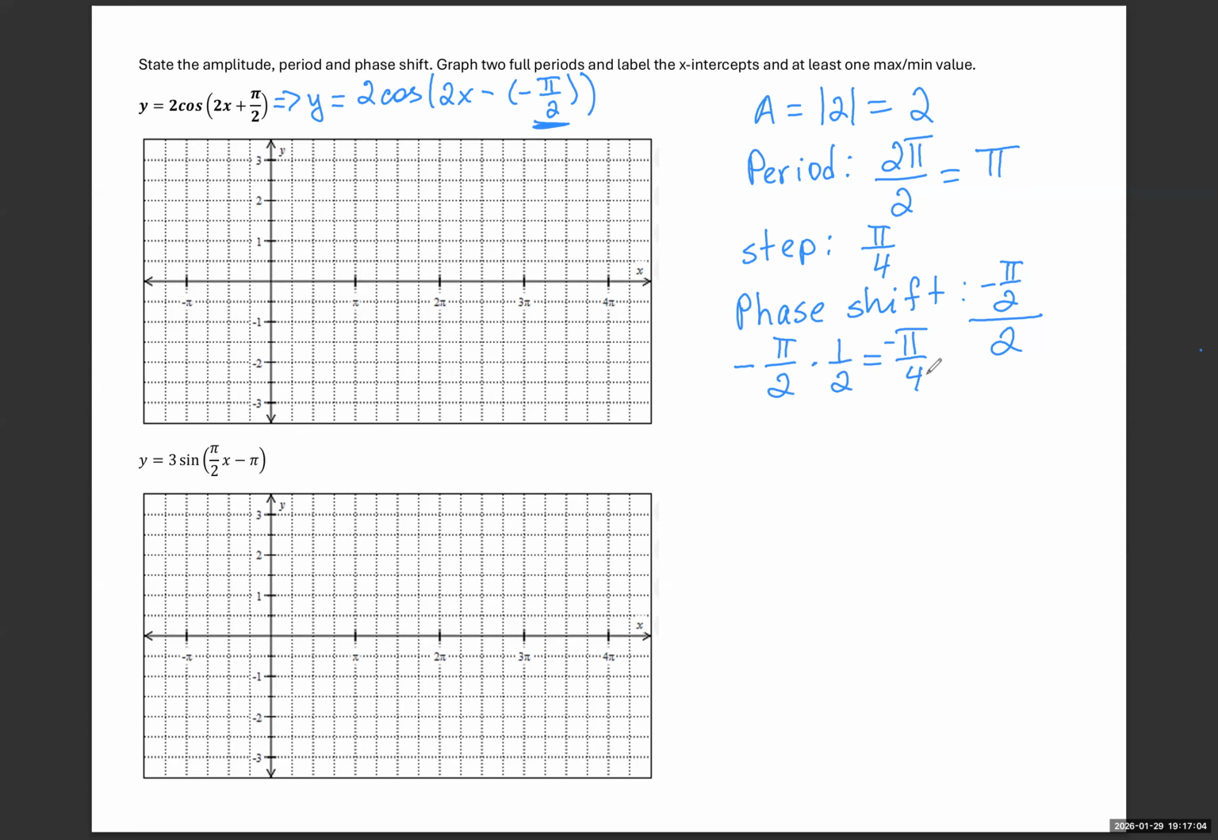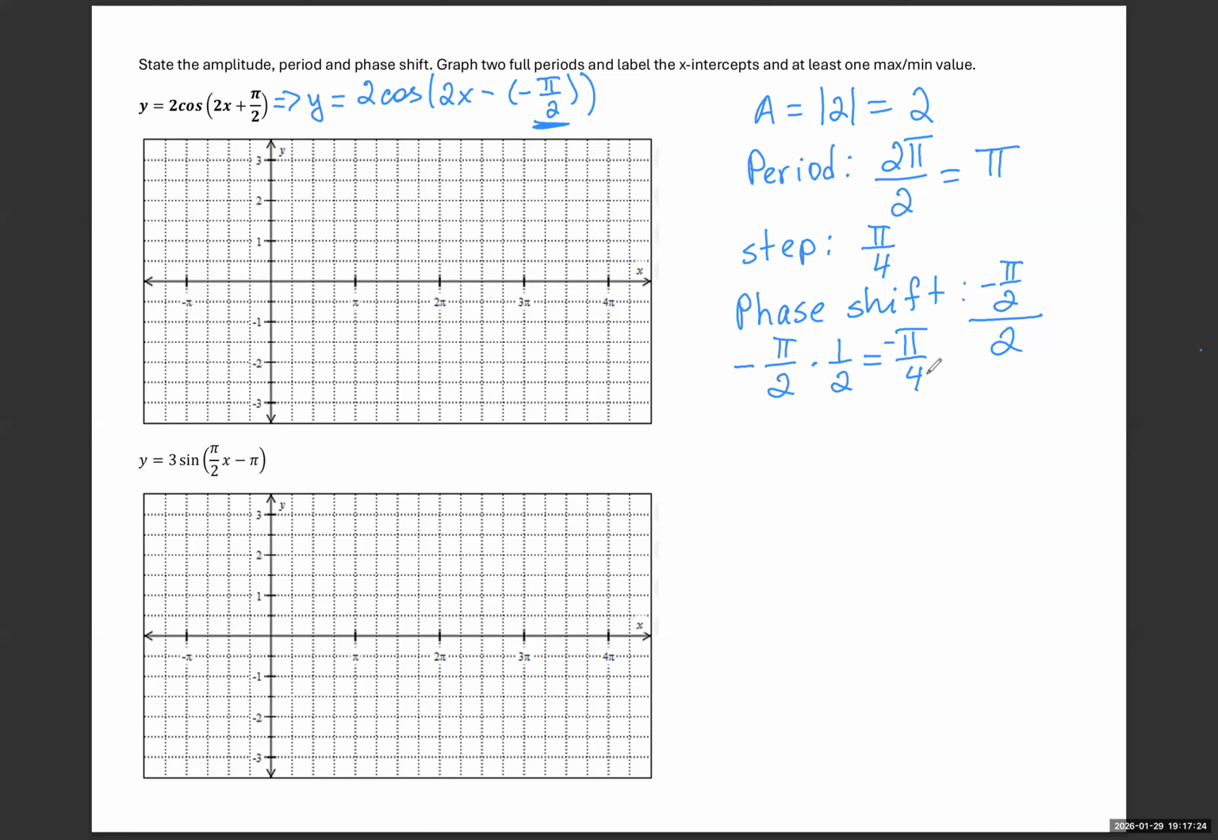So what do we do with this? Well, you need to identify the first point, and then after this, just follow the pattern of graphing a cosine function. So for us here, the midline is just the x-axis. We're not moving this function up or down. We do, however, have to move it to the left pi over 4.